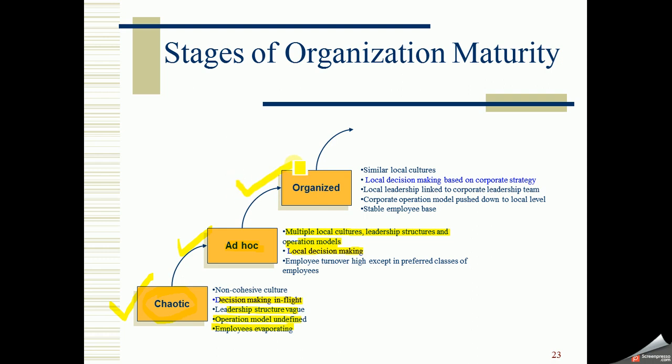Next is organized. So now we again have many local cultures, but they are similar. They are merging together. You can see some kind of similarity in these cultures. There is still local decision making, but it is based on corporate strategy. It is not as coherent as it needs to be, but it is based on some corporate strategy. We have a stable employee base. People are not leaving the organization as much as they do in chaotic and ad hoc.